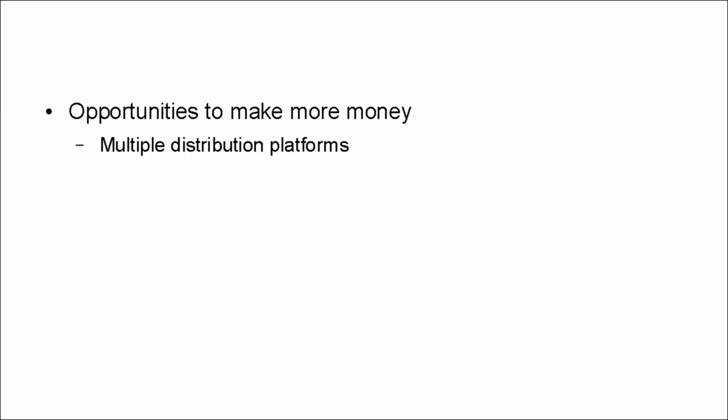There are multiple distribution platforms for digital products. So, for example, you could have the same product and you could sell it on your website or your blog. You can sell it on ClickBank. You can sell it on Amazon. You can sell it on JVZoo, and so on. Whereas, of course, with a physical product, the options are somewhat more limited.